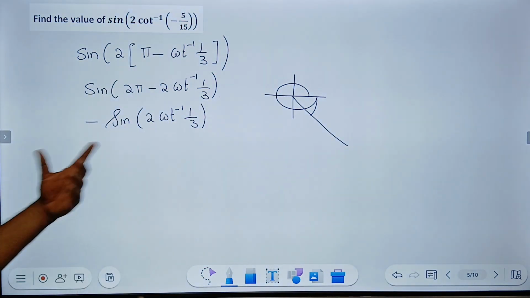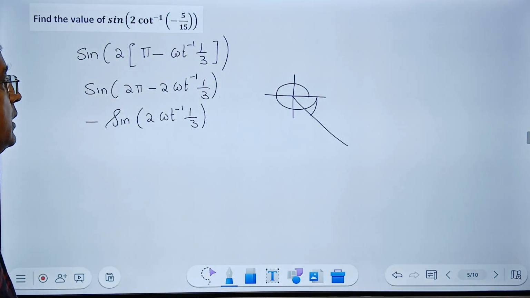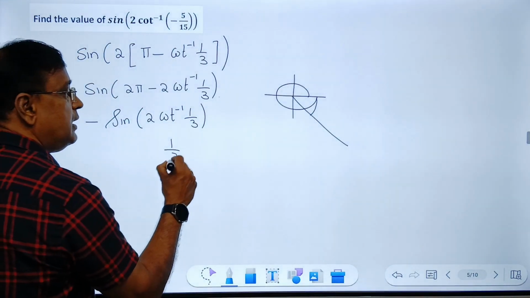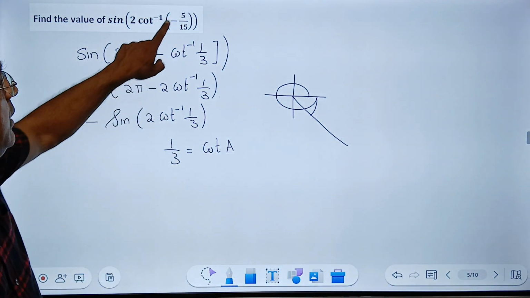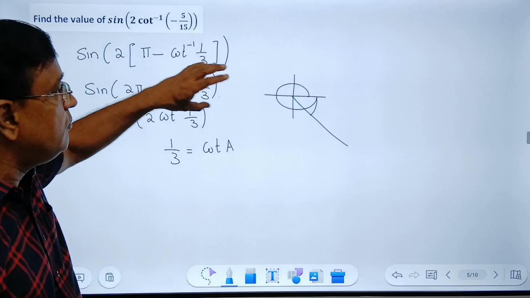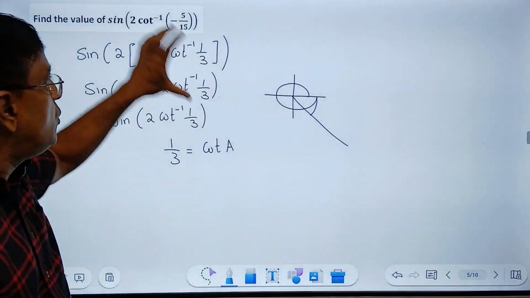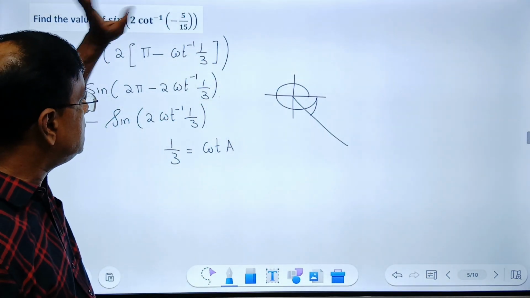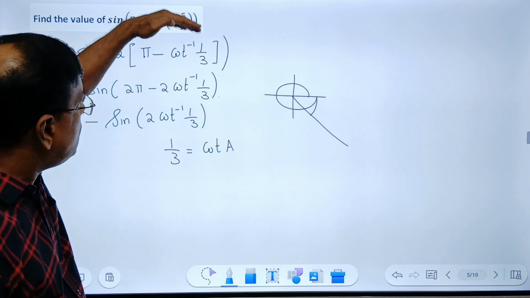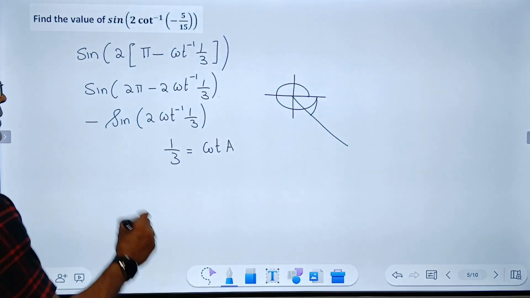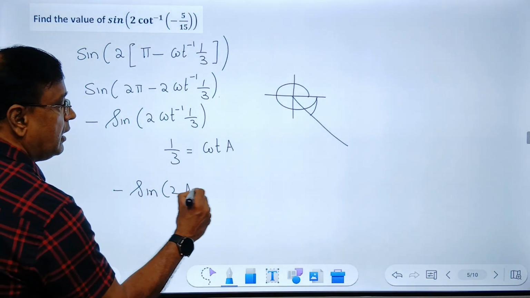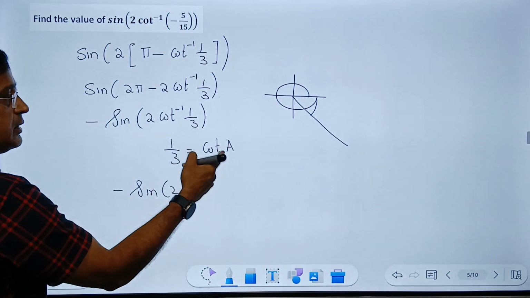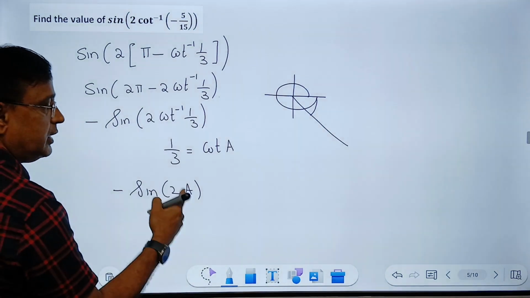Now I have told you, whenever you see cot inverse of 1 by 3, you put 1 by 3 as cot A. You could have done it there itself, but since there's a negative, you have to think of a lot of things. To avoid so much complication in our thinking, it's better to use this formula and bring it to this. So this is minus sine of 2A. Why 2A? Because 1 by 3 is cot A. Cot inverse of cot A is A.